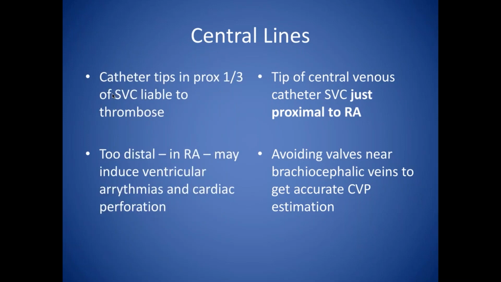If the catheter tip is approximately in the proximal 1/3 of the SVC, it will be liable to thrombose, and this is of the order of about 10 to 15 times more likely than if the tip of the catheter was placed more distally, beyond the proximal 1/3. If it's too distal, however, in other words, in the right atrium, this may produce ventricular arrhythmias and cardiac perforation. And cardiac perforation will lead to pericardial tamponade.